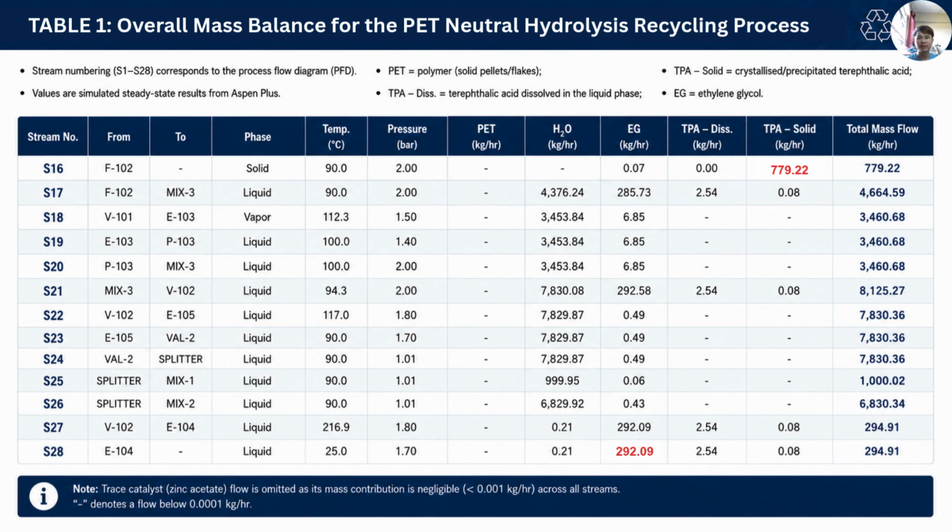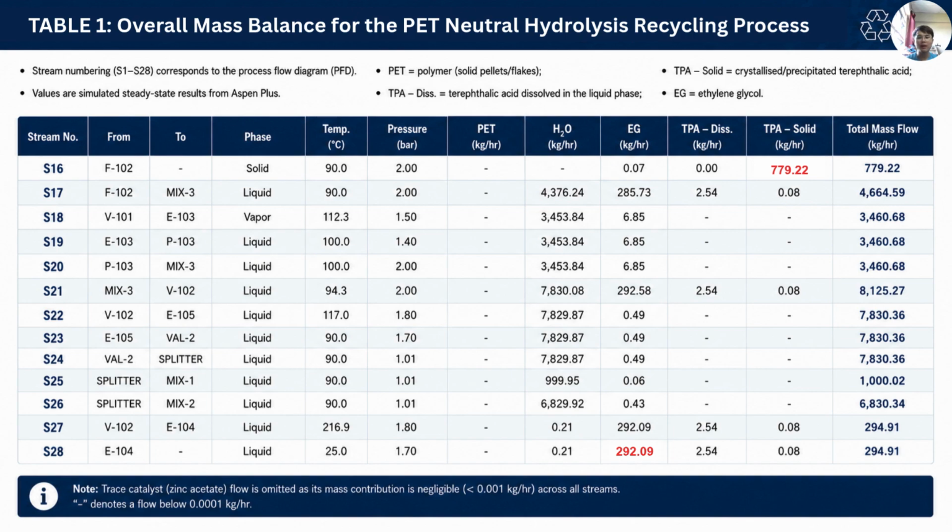The filtrate S17 still carries most of the water and a small amount of dissolved EG, which we route to the distillation column via mixer 3, combining with the condensed flash vapor stream S20. The column V102 separates this into the overhead water stream S22, which we cool and recycle back to the reactor feed through the splitters S25 and S26, and the bottom stream S27, which carries our second product, ethylene glycol. Finally, S28 is our finished EG product at 294.91 kg per hour, cooled down to 25 degrees Celsius.